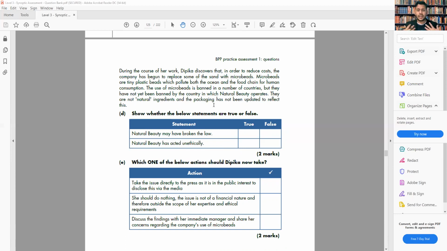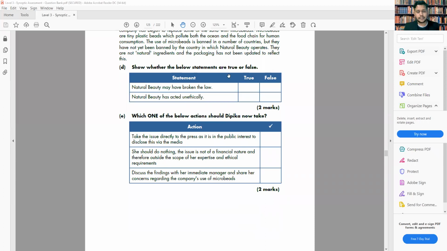So basically, you found they're using something that is not environment friendly or not good for the human body. Now, what will be your action? This is a simple thing. So let's do that. The first thing we have here is to show whether the below statements are true or false. Natural Beauty may have broken the law. They didn't break the law, isn't it? The country they are operating in, the government didn't ban the use of microbeads. So it is allowable. So we can say the first one is false, because they didn't break the law.